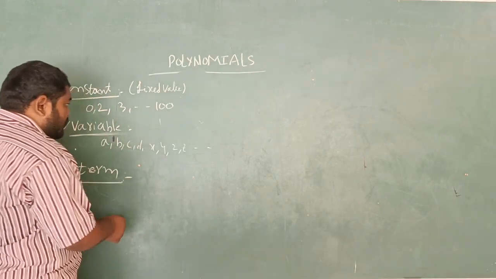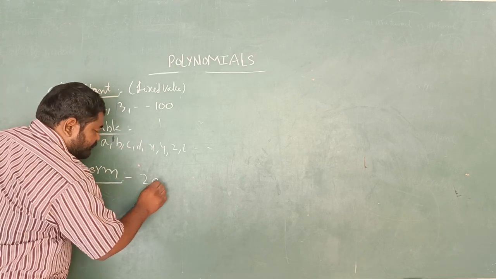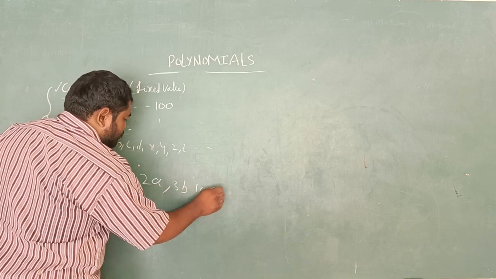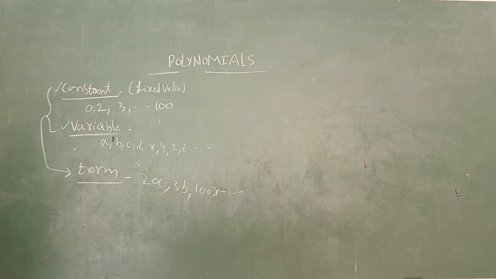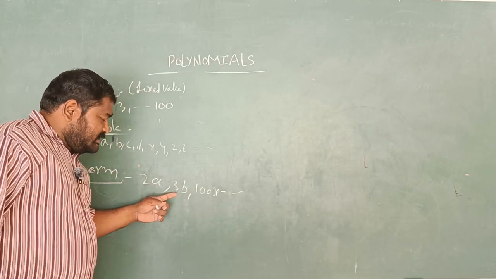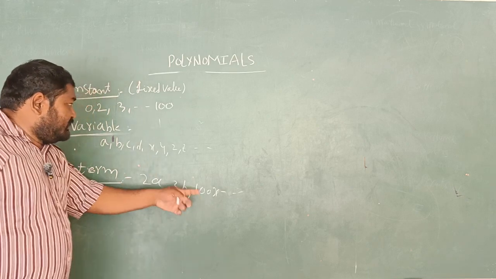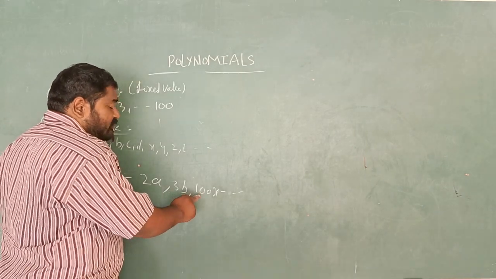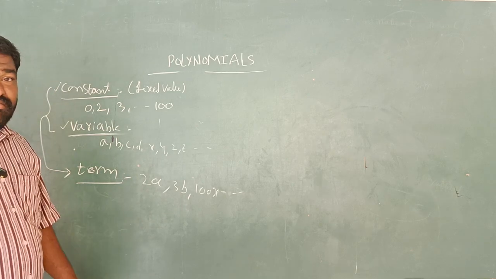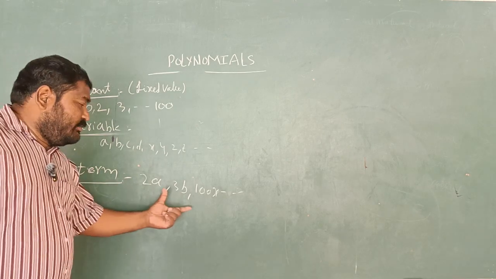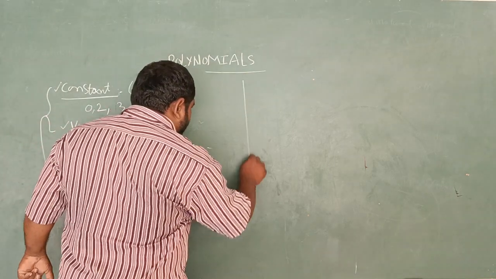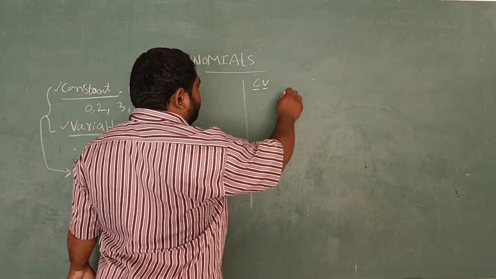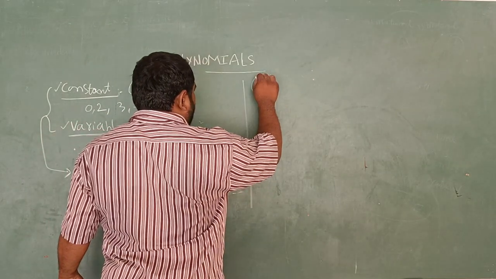What is the combination? For example, I will take 2a, I will take 3b, I am going to take 100x, and so on. Okay, this is the combination of constant and variable. This is constant 3, this is variable; this is constant, x is variable. Therefore, the combination of constant and variable is called a term. According to the definition of term, there must be a constant and there must be a variable.